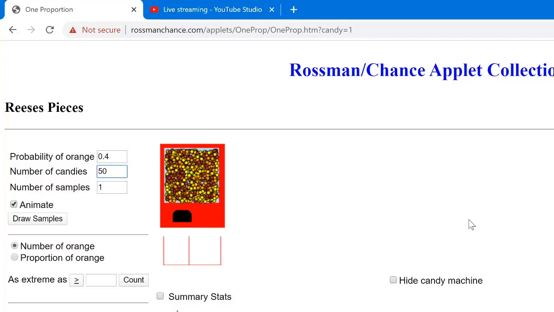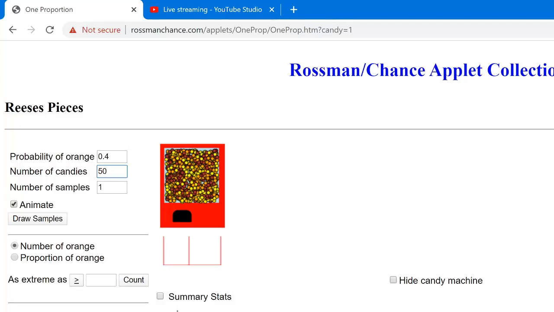In the lesson it says the proportion of orange is going to be 40%, so I've set it up to be 0.4 over here in the upper left hand corner, and the number of candies is 50, so the sample size is 50.